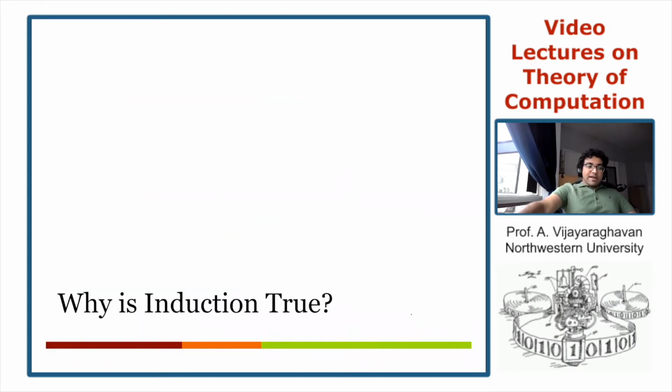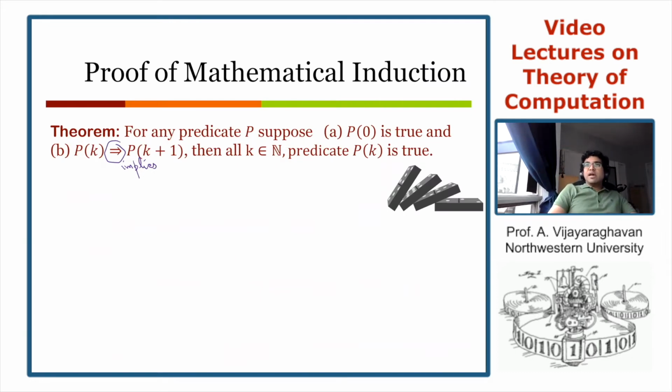Now let's see why mathematical induction is true. In fact, the principle of mathematical induction is not an axiom or an assumption about natural numbers. This is something that we can prove using first principles, so this is just a theorem, and we'll prove it. For any predicate P on natural numbers, suppose P of 0 is true, and this is the base case, and suppose P of k implies P of k plus 1. Then for all natural numbers, the predicate is true.